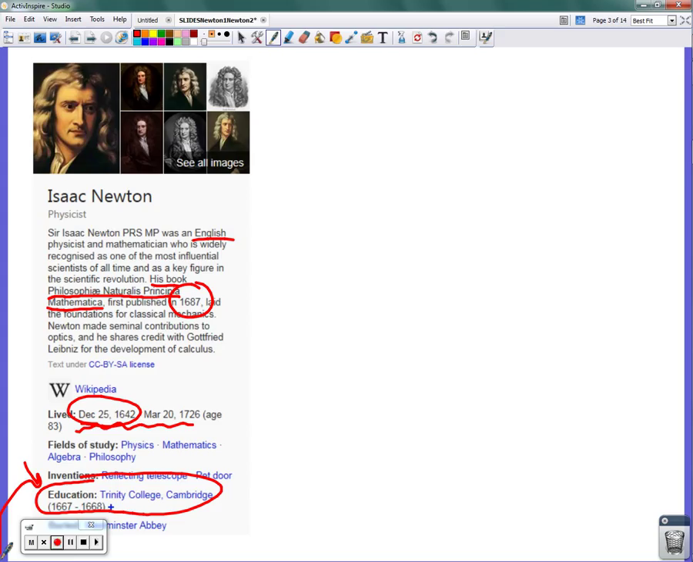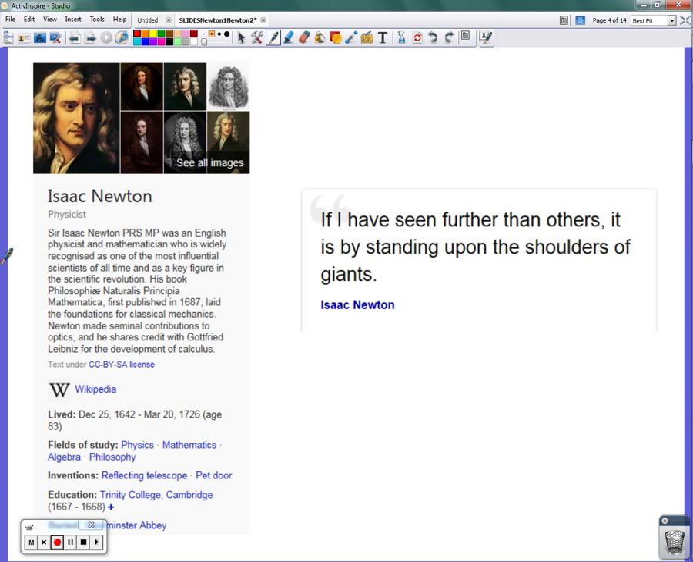Newton was putting together. So one of the famous quotes that is attributed to Newton is, "If I've seen further than others, it's by standing on the shoulders of giants." Newton realizes that his scientific work is not done in isolation.